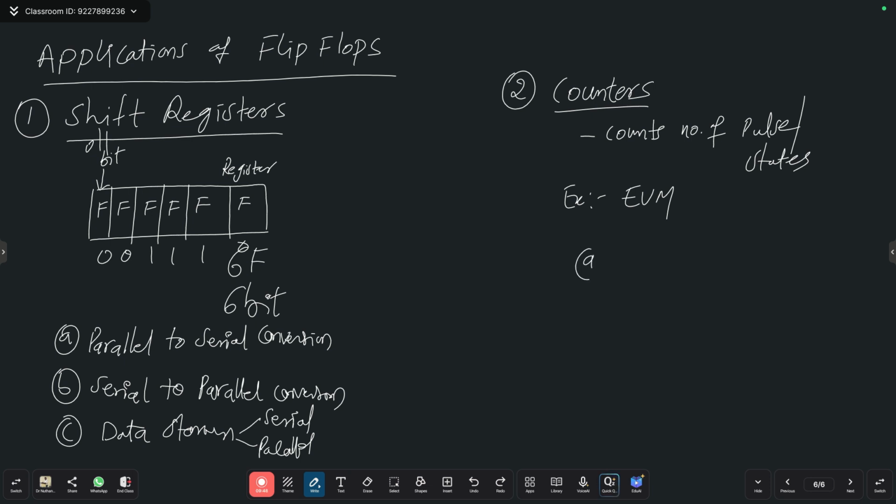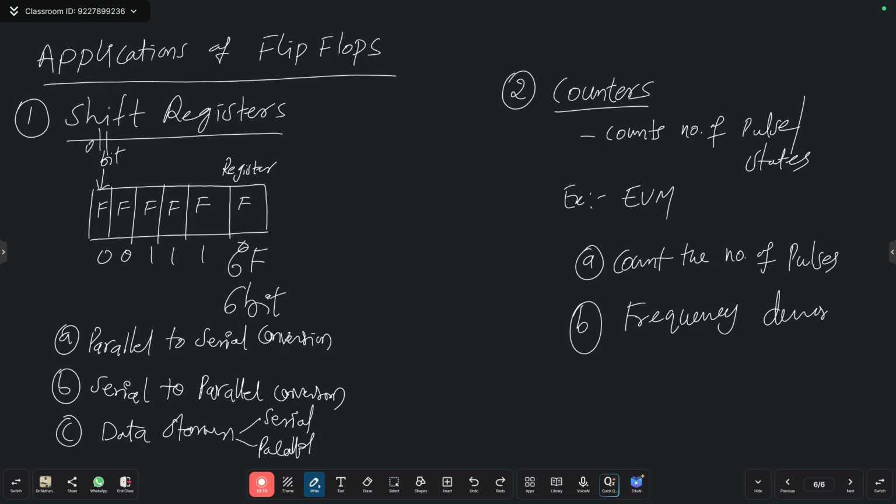Then for this, there are 2 possibilities. First one, count the number of pulses. Next one, frequency division, how the frequency is divided. So these are the two applications for the counters.